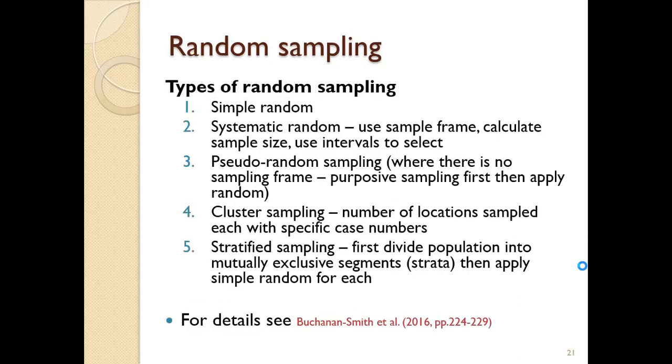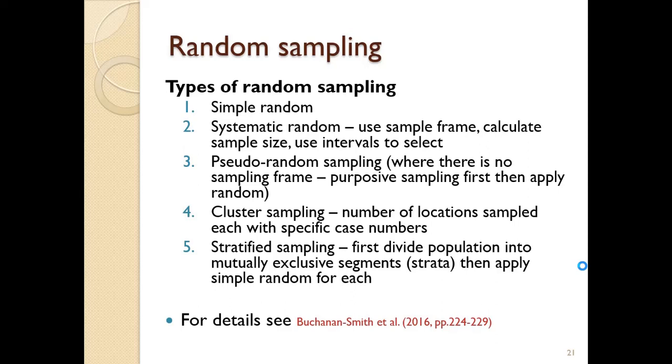You have types of random sampling. You have simple random sampling, for instance, where you can use a lottery kind of technique, put the papers of certain respondents in a jar, and then you pick at random depending on the number you want. You can use systematic random sampling, where you have a sample frame and you calculate the sample size, and then you use intervals to select respondents. You have pseudo random sampling, whereby you do not have a certain sampling frame, so you first use purposive sampling, and then you apply random sampling to select those that you want to participate in answering questionnaires and so on, or in participating in the survey.